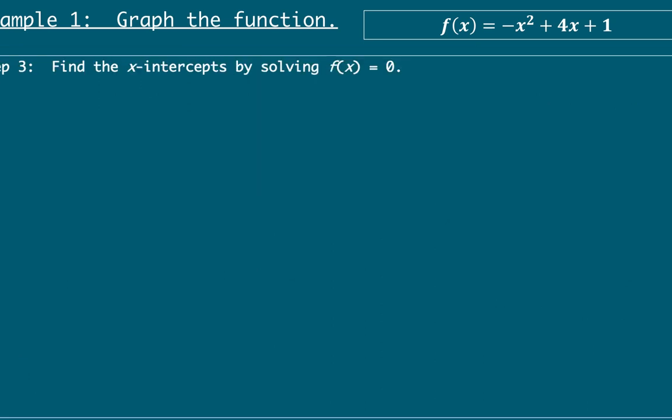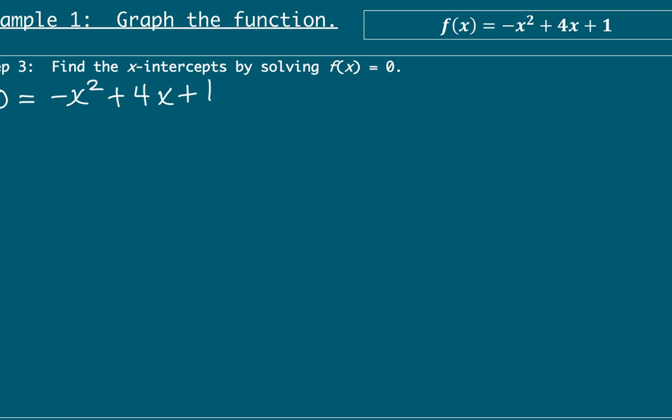The third step is to find the x-intercepts by solving f of x equal to 0. So that means set our function equal to 0 and solve for any values of x. So 0 equals negative x squared plus 4x plus 1. So we need to determine a technique for solving for the values of x in this quadratic function. We have several options at our disposal. We could factor. This does not look very factorable, not very easy to factor.